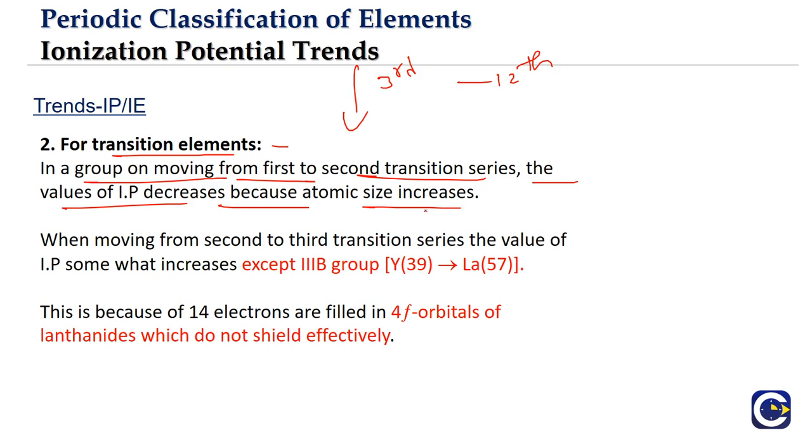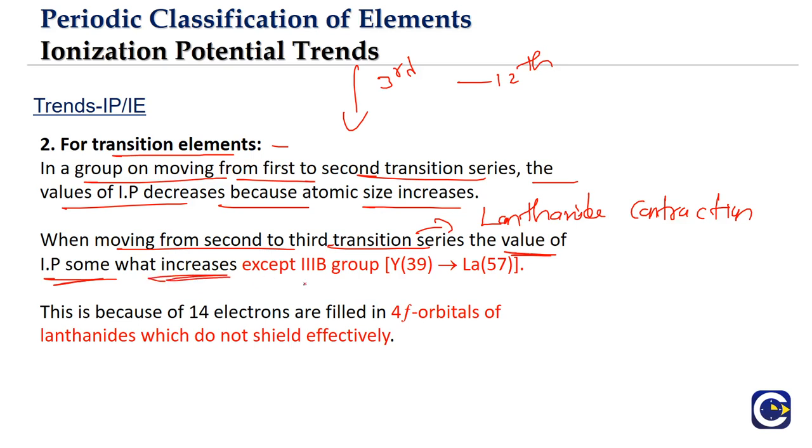But when we are moving from the second to the third, remember this is where we are going to get the lanthanoid contraction effect. So what is that effect here? The lanthanoid contraction effect is going to come. So what is it? When you move from the second to the third series, the value of ionization potential increases, not by a significant value but a marginal value. So what is the reason for that?